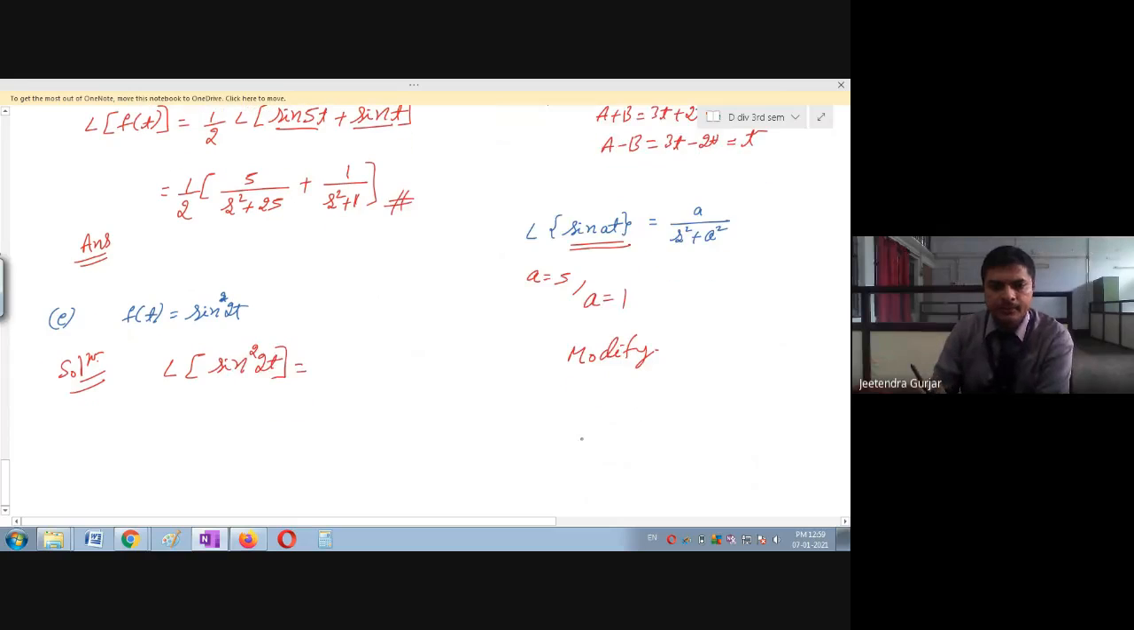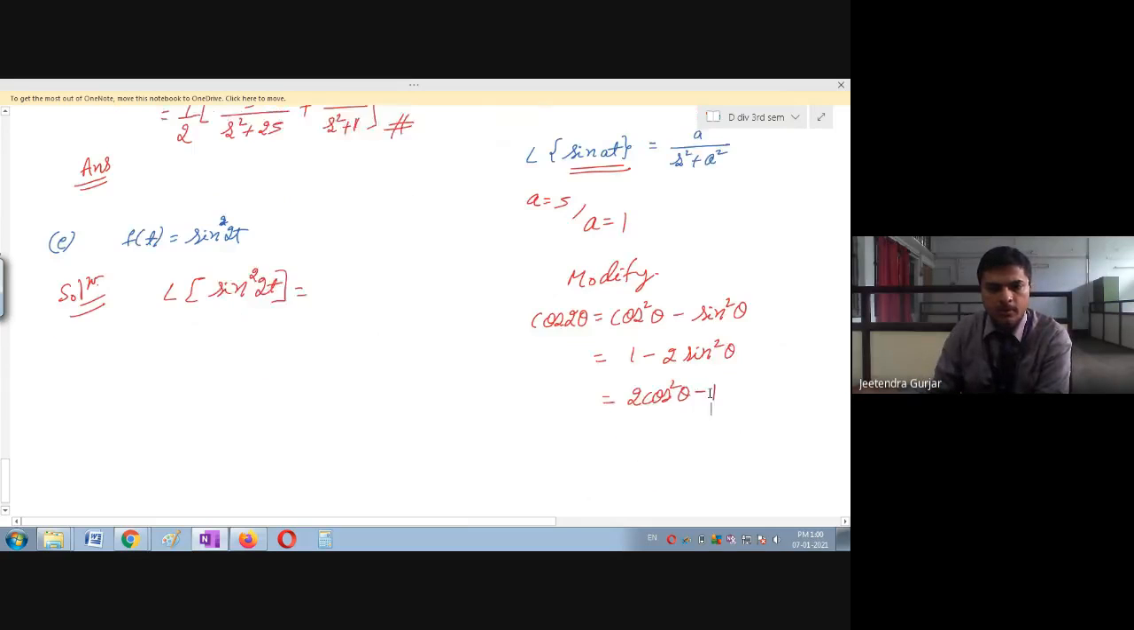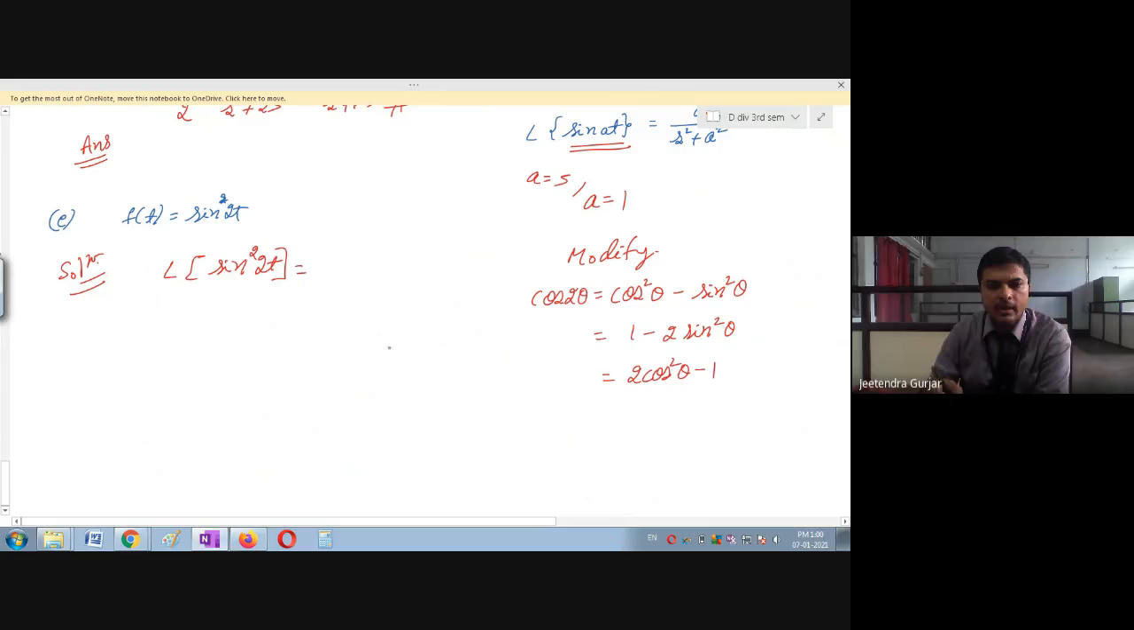Yes, you can see here, I know the formula, that is cos 2 theta. Can anybody tell me what is the formula? Yes, it is cos square theta minus sine square theta. If you simplify this, this is 1 minus 2 sine square theta, or this is 2 cos square theta minus 1. So this formula you have to remember from trigonometry. I want sine square here, so definitely I'm going to take this formula. So you can see what I will do.